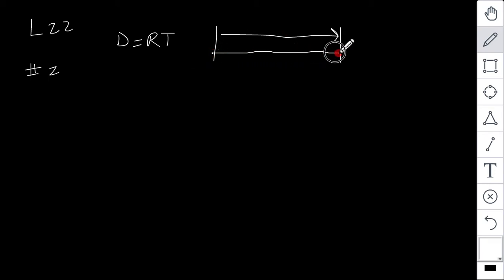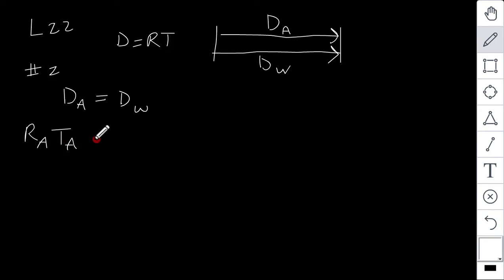So here we go. We have the distance of Alonzo, and down here we have the distance of Wilhelm. The distances are equal, so we say distance Alonzo equals distance Wilhelm. Then we break it up into rate times time. We have the rate of Wilhelm, time of Wilhelm over here. So we have an equation with four variables, so we need to figure out which ones we have.